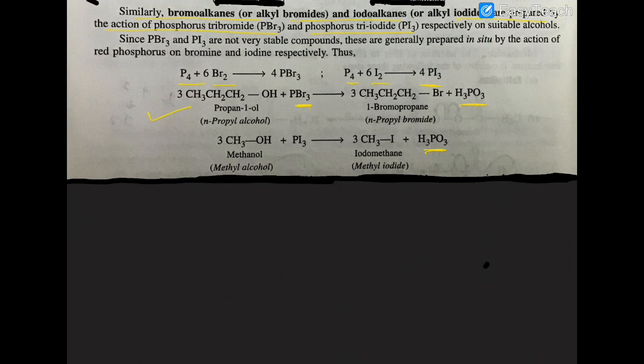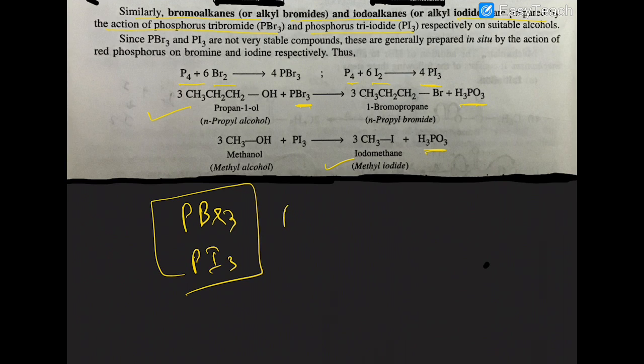Bromopropane, and in the second case you will get the corresponding iodoalkane. Are you sure about that or not? So you have to memorize that in this case, both PBr3 and PI3 give the same reaction as given by PCl3. Look at that, the side product is the same, that is H3PO3. So in all three cases you will get phosphorus acid as one of the byproducts.